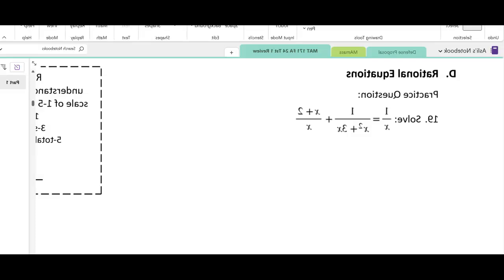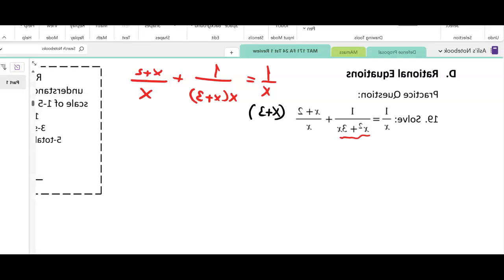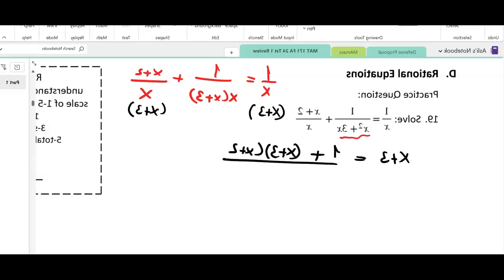All right, so solving rational equations. First of all, let's rewrite this equation: 1 over x is equal to 1 over x plus 3, I've done factoring here, plus x plus 2 divided by x. The greatest common factor is x times x plus 3. So I need to multiply this with x plus 3, and this with x plus 3. So I can write 1 times x plus 3, equal to 1 plus x plus 3 times x plus 2, and everybody has the same denominator on both sides.